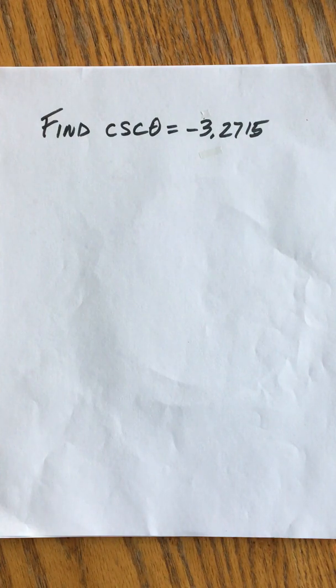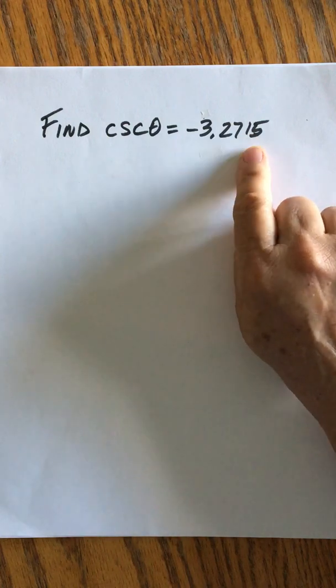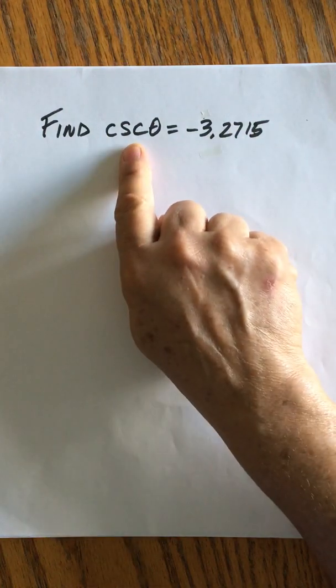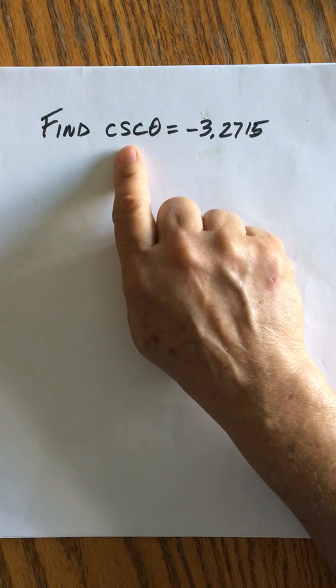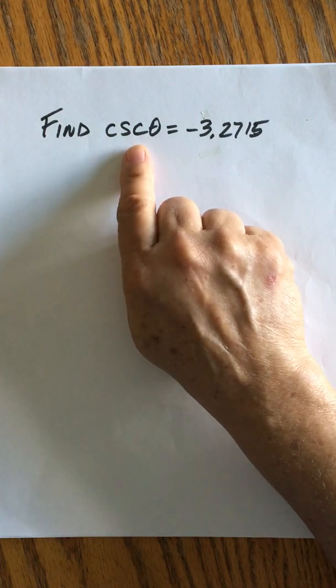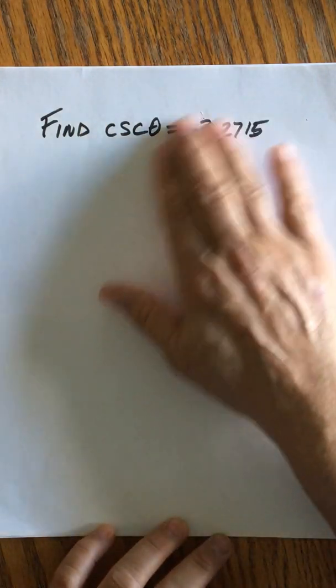Hello. So in this video we're going to look at the problem, find the cosecant of the angle such that you get the number negative 3.2715. And remember, this number is really the ratio of two sides of a right triangle, and specifically it's r over y. So it's the reciprocal of sine, which is y over r, so it's going to be r over y. Okay? So you get this number.